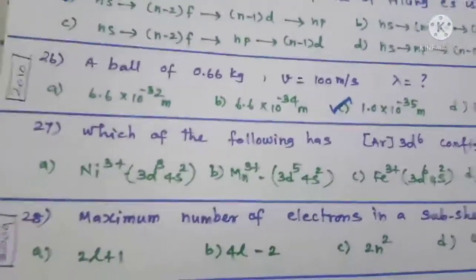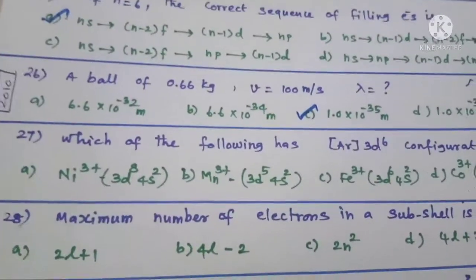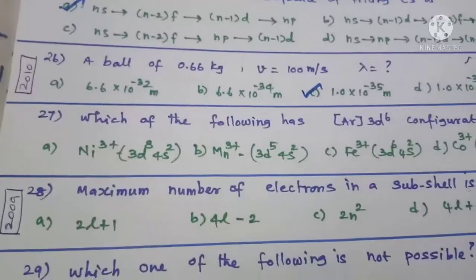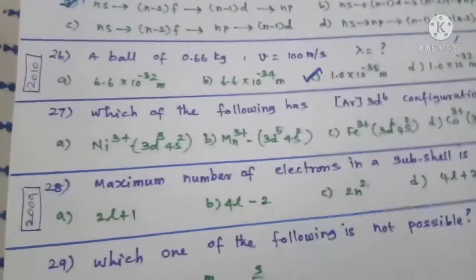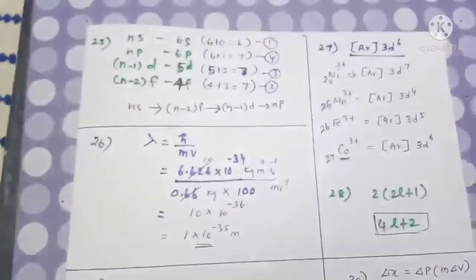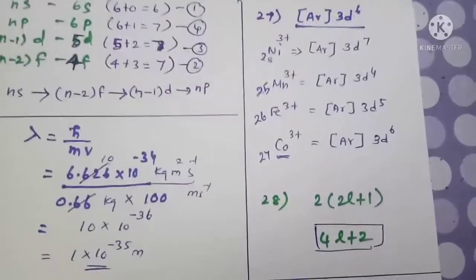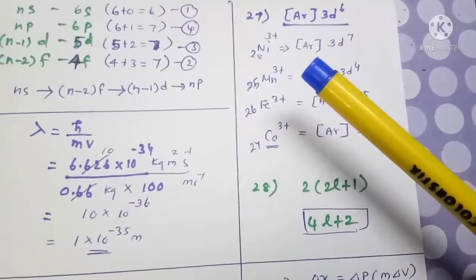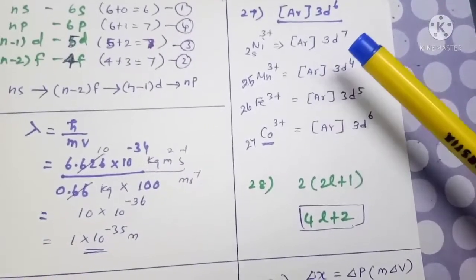Now question number 27. Which of the following has argon 3d6 electronic configuration? You are given four different ions. Among these four ions, one has an electronic configuration equal to argon 3d6, and you have to find it out. So nickel 3 plus ion is given. Nickel has atomic number 28, so it has argon 3d8 4s2 configuration. So nickel 3 plus ion has argon 3d7.